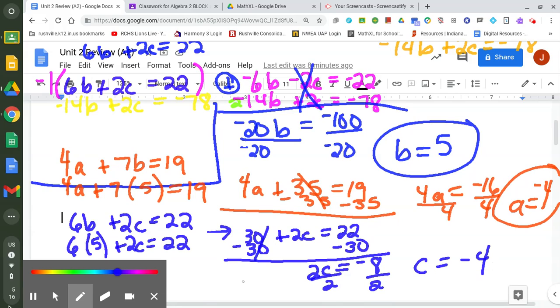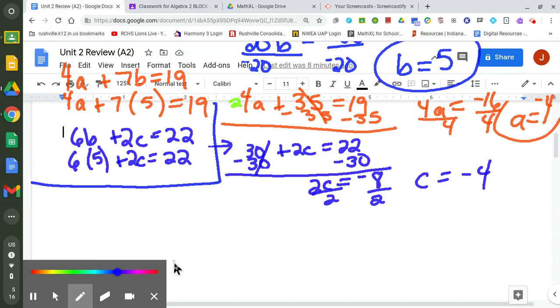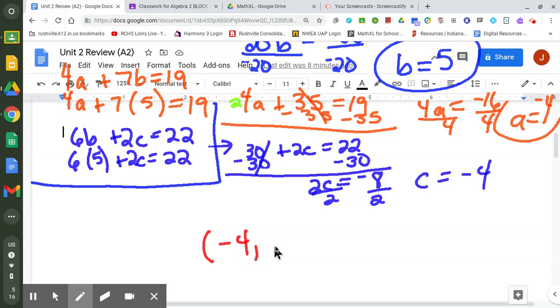So then when I'm ready for my ordered triple, my answer will be A was negative 4, B was 5, C is negative 4.